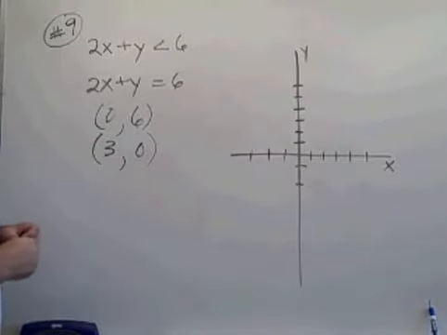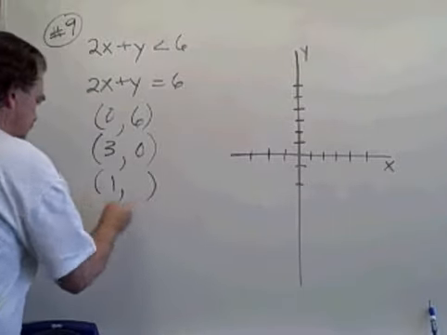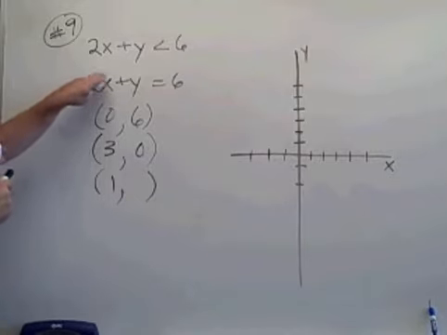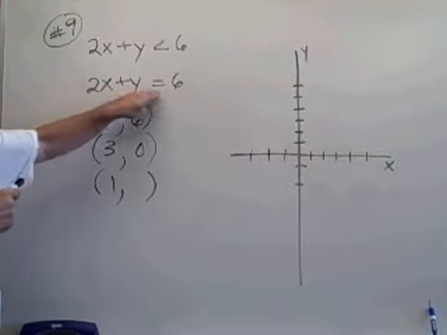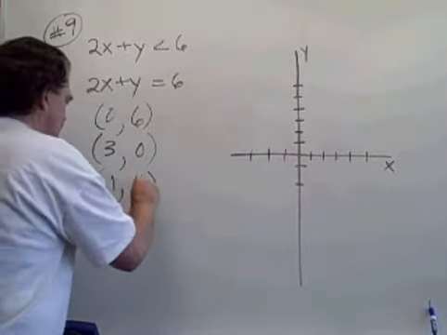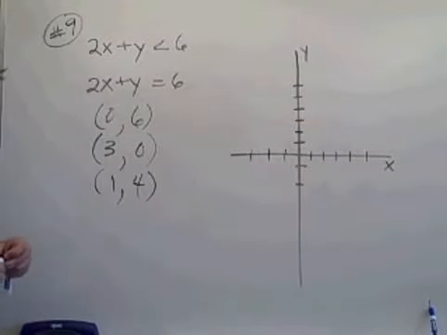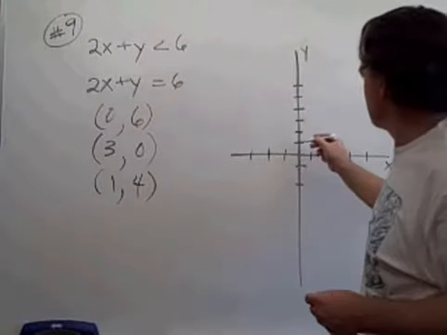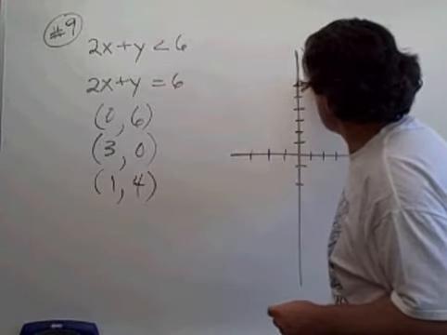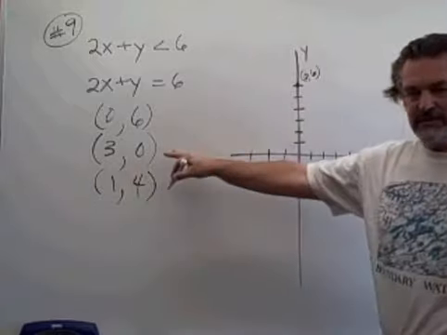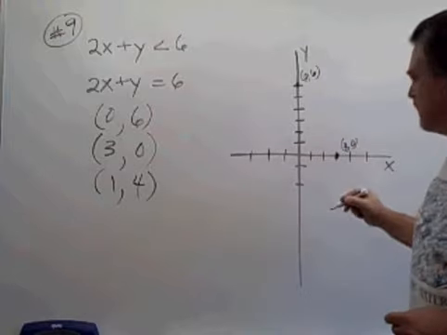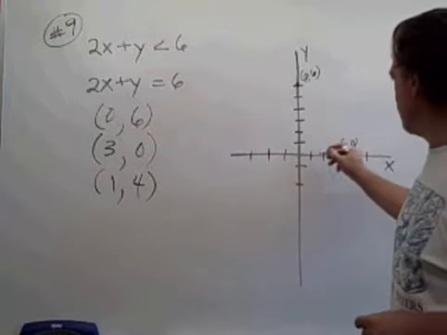Now let's find another ordered pair solution. What if I let x be 1? 1 times 2 is 2 when I let x be 1. So now this is 2. 2 plus 4 would equal 6. So y has to be 4. And I have 3 points that I can plot in order to draw my line. We have the y-intercept, 0, 6, which would be this point. We have the x-intercept, 3, 0. And we have another solution point, 1, 4.